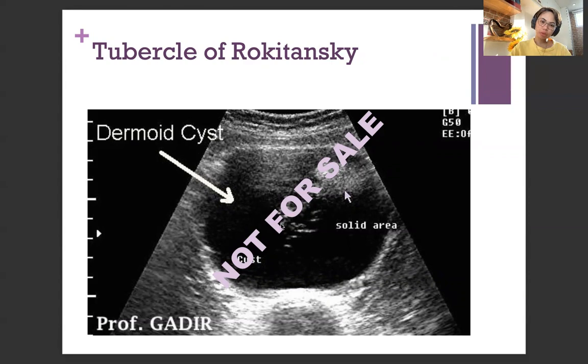What's that structure here? Okay, it's a tubercle of Rokitansky. On ultrasound, it's the hyperechoic portion. It's a solid area, but actually, it's not really a sign of malignancy. It's the tubercle of Rokitansky that we should look at also under the microscope.